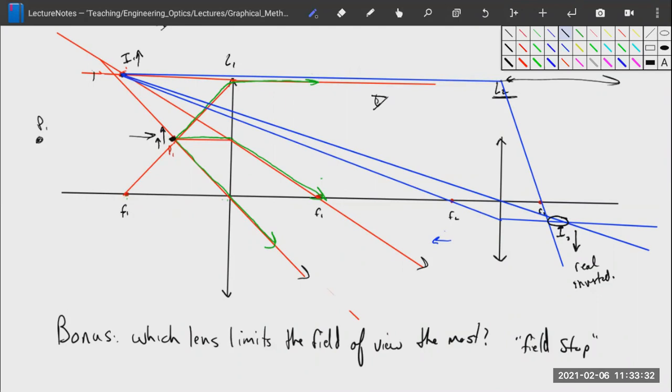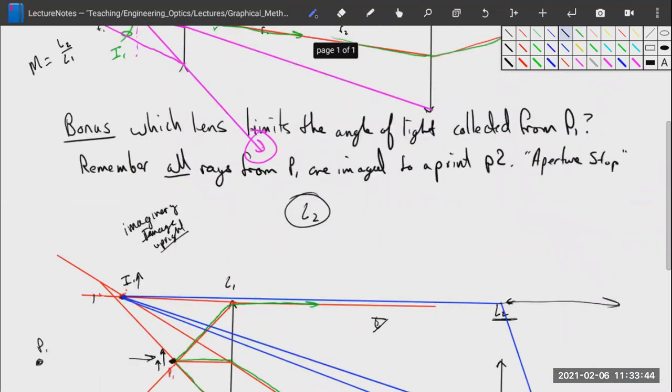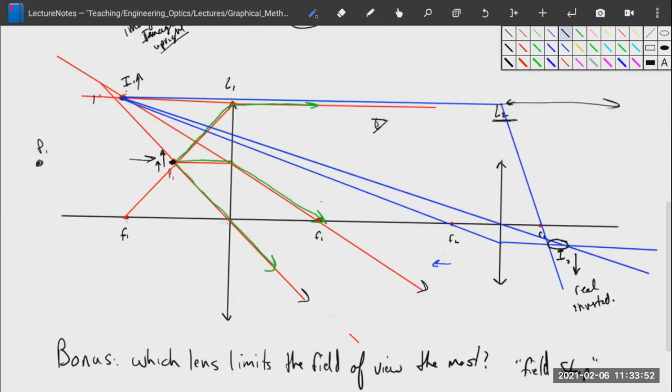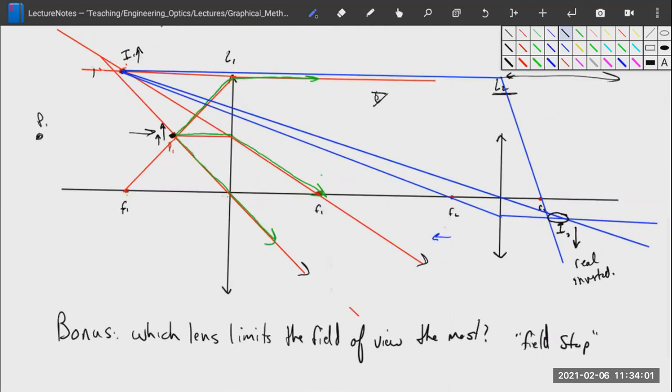So what this question is asking is a little bit different. Our previous question was, which lens limits the angle of light collected from P1? In this case, we are asking which lens limits the field of view the most. And field of view is defined as, if this is our image plane here, this is where our image occurs, how far can we move P1 and still see it over here in our image plane? So P1 is going to move up and I3 is going to move down. But at some point, I3 is going to disappear because P1 has moved outside of the field of view of our imaging system. So let's play with this a little bit.